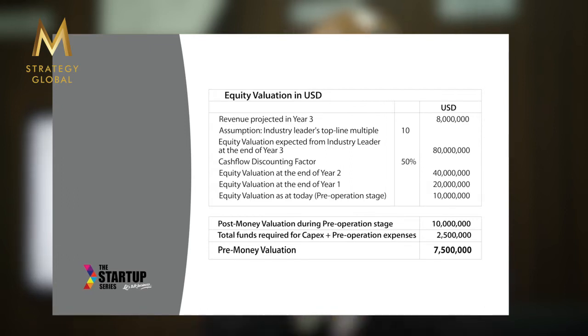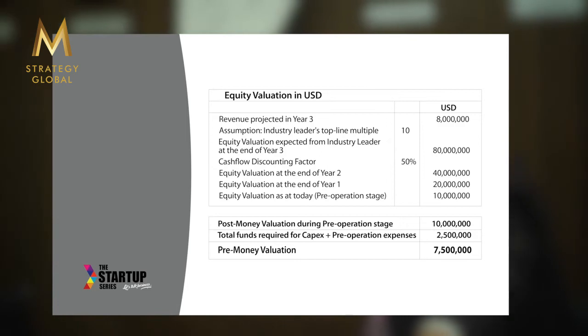So by applying 50% discounting factor over 3 years, the equity valuation at the end of year 2 becomes $40 million. Equity valuation at the end of year 1 becomes $20 million. And equity valuation as of today, which is year 0, I would say, pre-operation stage, this becomes $10 million. Now, this valuation during the pre-operation stage is called post-money valuation, which means after getting the investment for pre-operation expenses and capex. So now in our example, the post-money valuation during pre-operation stage becomes $10 million.